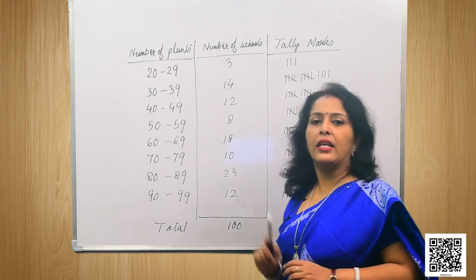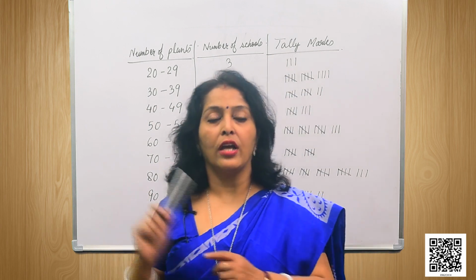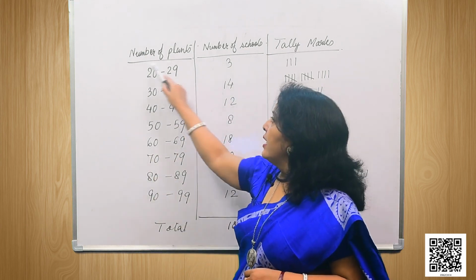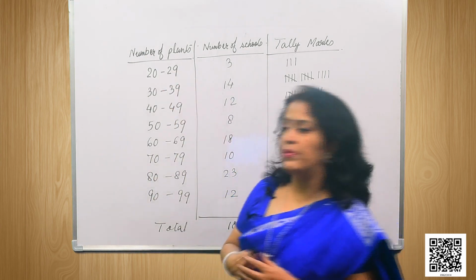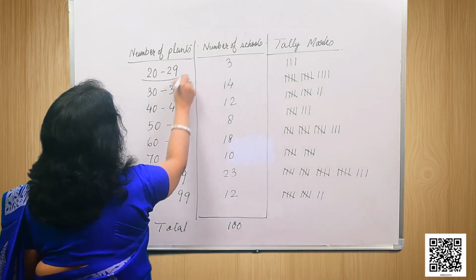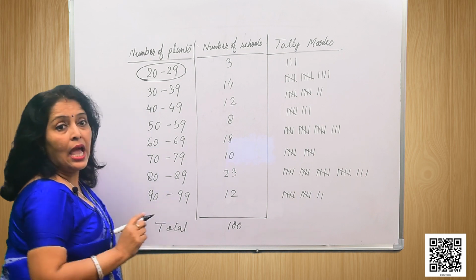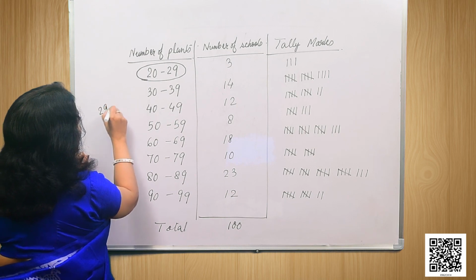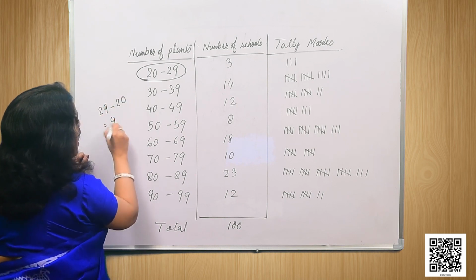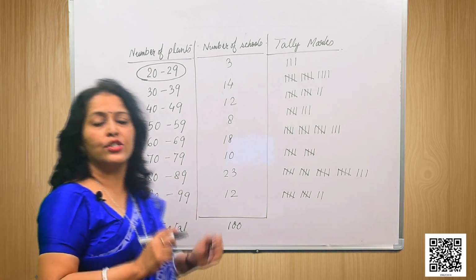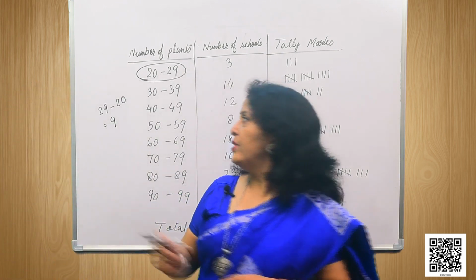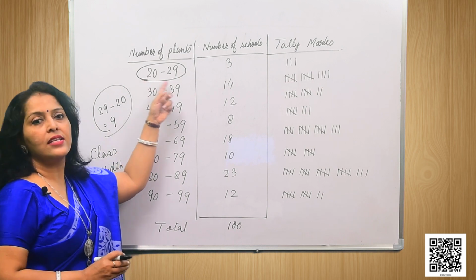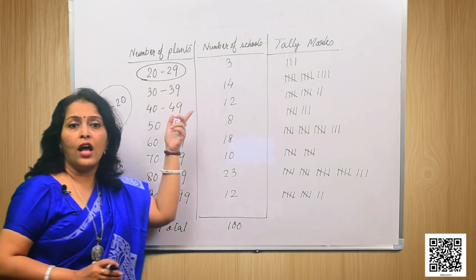Now this is called classified data, or a classified frequency distribution table. Here this is called the class. The numbers which we have divided, 20 to 29, are called a class, and the difference between them, that is 29 minus 20, which comes to 9, is called the class width. So this is the new term, your class width. The difference between the limits of a class is called the class width.